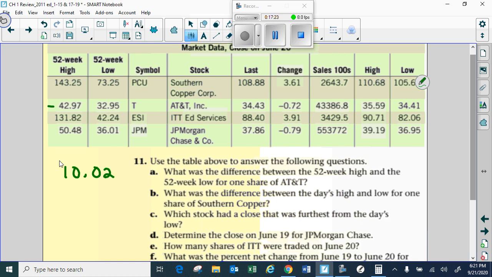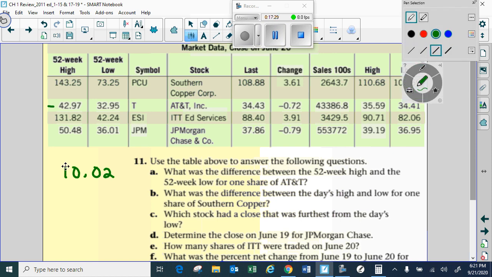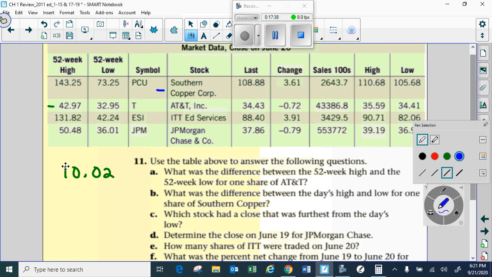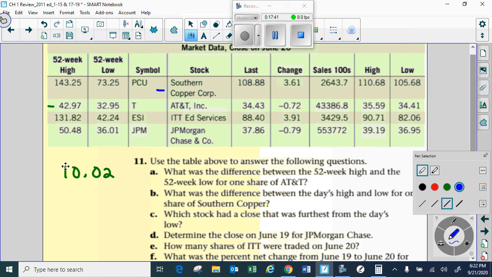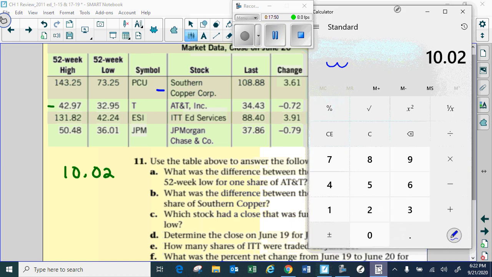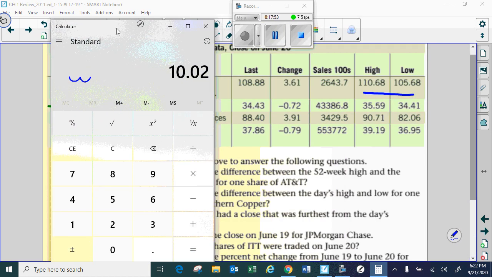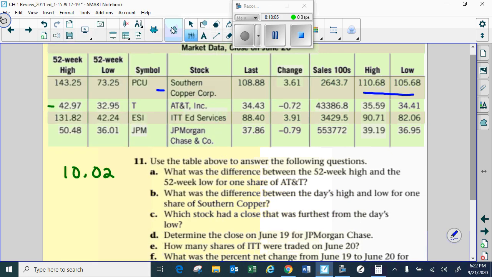What was the difference between the day's high and low for one share of Southern Copper? So here's Southern Copper. Let's change the color. Go blue this time. You have to find that first, the difference between the day's high and low. Let me move this. High and low is right here. So we subtract those two numbers. Let's move this over to this side so you can see. 110.68 minus 105.68. That is $5. I should have just done it in my head.